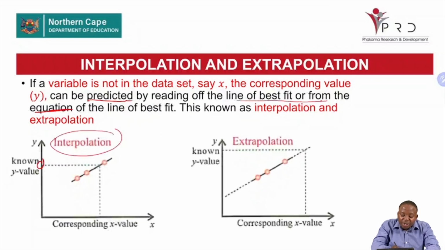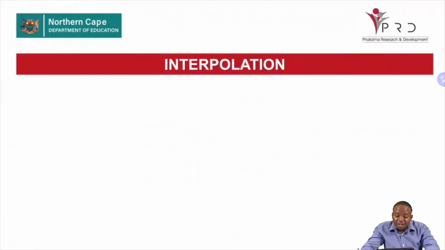So we're going to interpolate a known Y value, find the corresponding X value, and that is extrapolation. As you can see, the first one there is within the line, the other one is outside of the line. That is to say, interpolation is within the range, extrapolation is outside of the range. Let us go through this in detail.